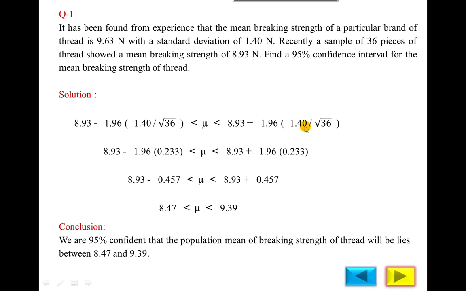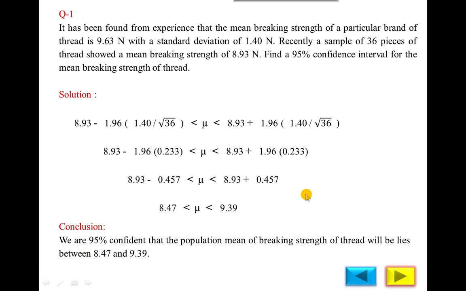And on the right hand side, all the values are the same. Simplify: first this term in the bracket, multiply by this value, then subtract from the mean on the left hand side and add to the mean on the right hand side. You will obtain the lower and upper value of the population mean. So we are 95% confident. The question is to find the 95% confidence interval. So the conclusion will be we are 95% confident that the population mean of breaking strength of thread will lie between 8.47 and 9.39.